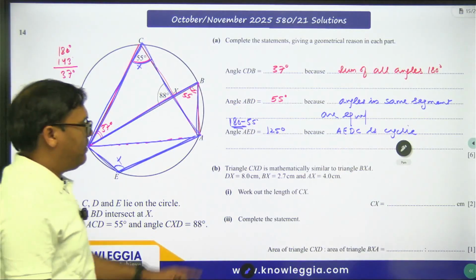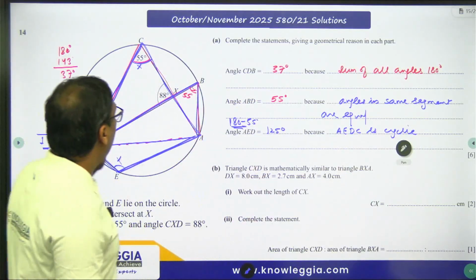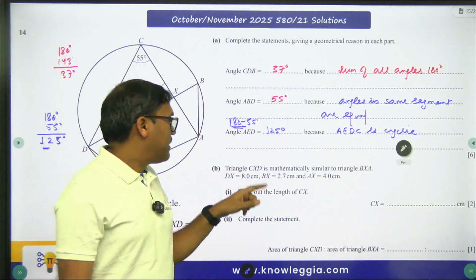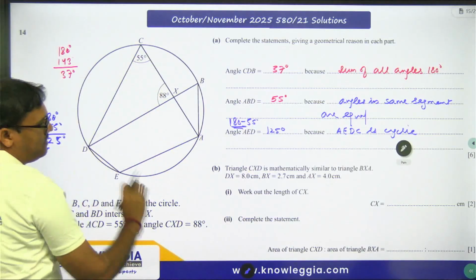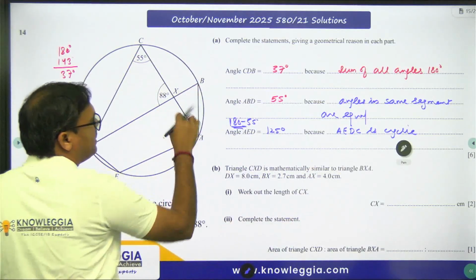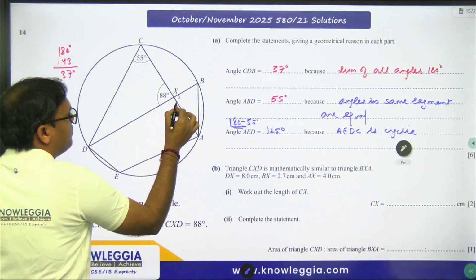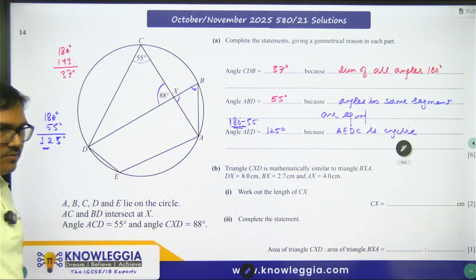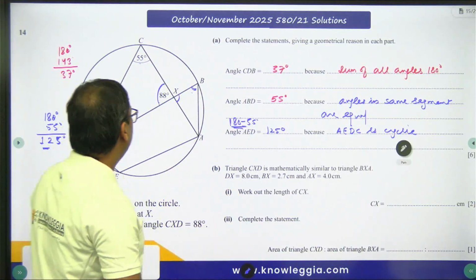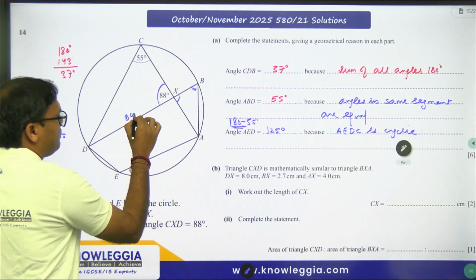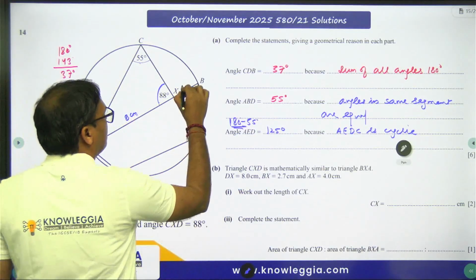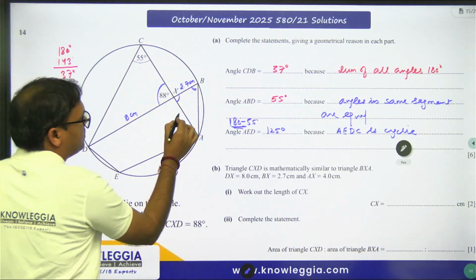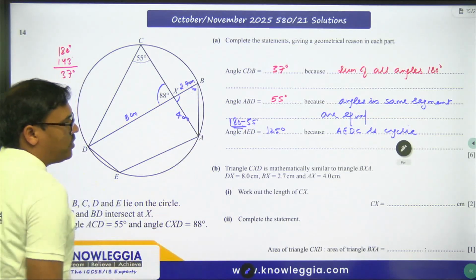Now triangle CXD. I hope this is done. Let's remove this. Triangle CXD is mathematically similar to triangle BXA because these two angles are equal, being vertically opposite, and we have already proved that this angle is also equal to this angle. That is why they are similar. DX is 8 centimeters, BX is 2.7 centimeters, and AX is 4 centimeters. So what is the length of CX?